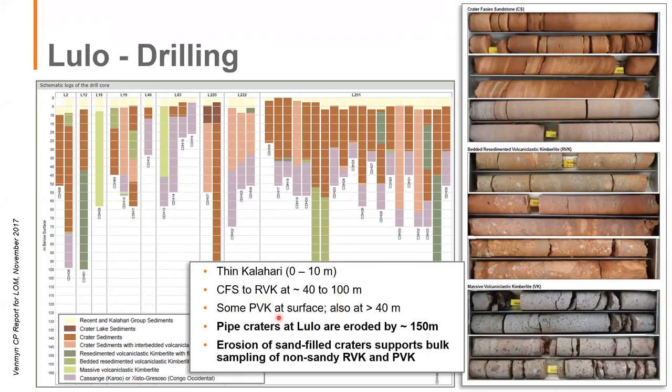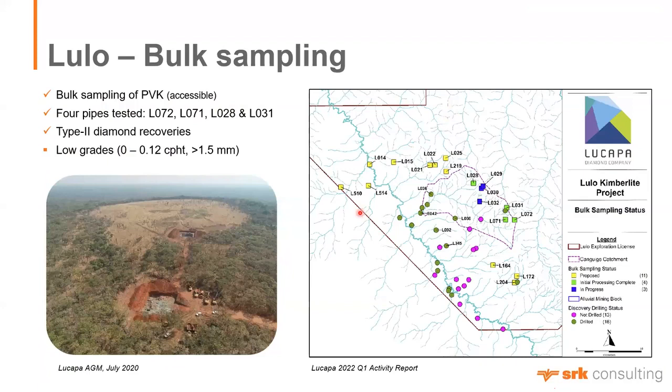There is some PVK at surface. And we can confirm that the craters here have been eroded by about 150 meters. And so it supports bulk sampling of the non-sandy RVKs and the primary volcaniclastic kimberlites that are a prime target for kimberlite exploration in Angola. This is what that looks like. Here are 2 bulk sampling pits. They're actually sampling primary volcaniclastic kimberlite in both of these pits.